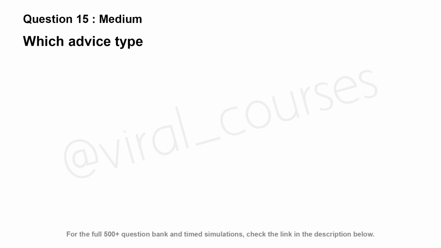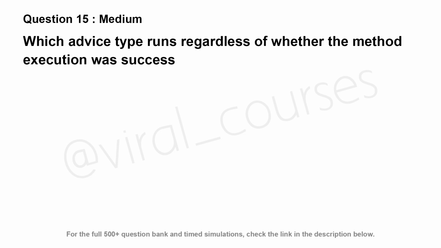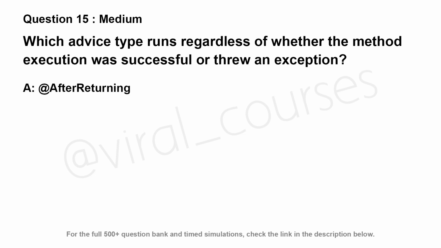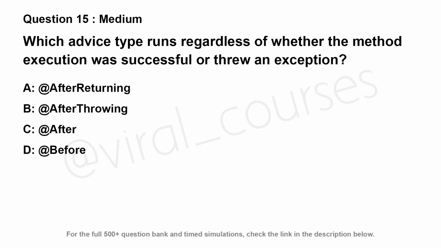Which advice type runs regardless of whether the method execution was successful or threw an exception? Option A. @AfterReturning. Option B. @AfterThrowing. Option C. @After. Option D. @Before.